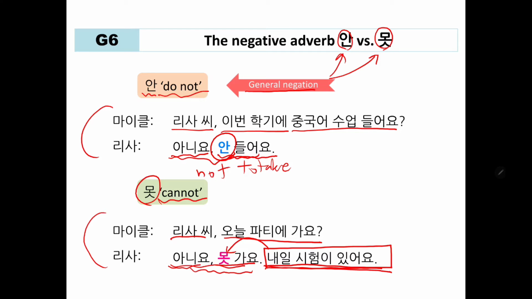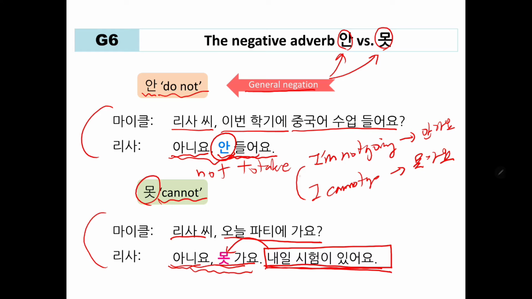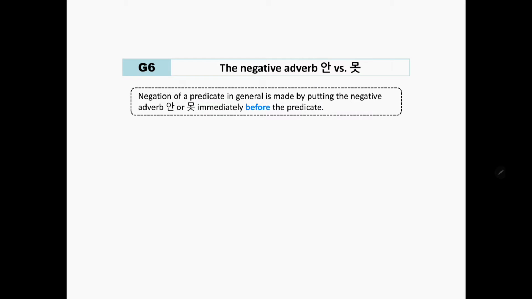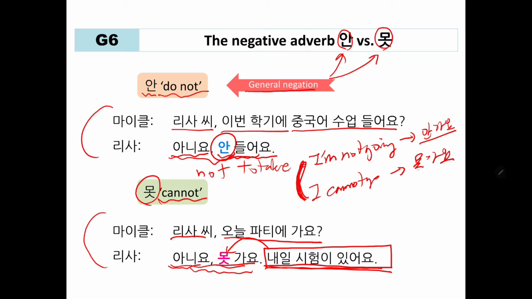내일 시험이 있어요. So in English, when you say, I'm not going, you would have to say this in Korean as, 안 가요, and I cannot go, in Korean you would have to say 못 가요. So just like in English, there's a big difference between saying 안 가요 and 못 가요, right? 안 가요 has your will in it, so you don't wanna go. 못 가요, you cannot go. You just can't go because of some reason.